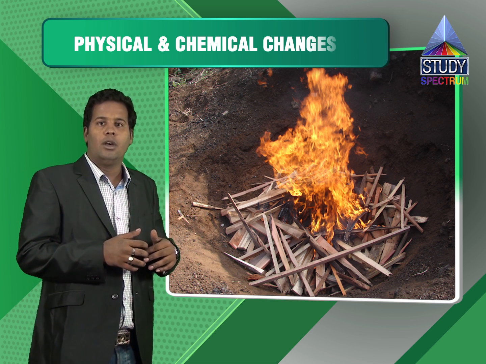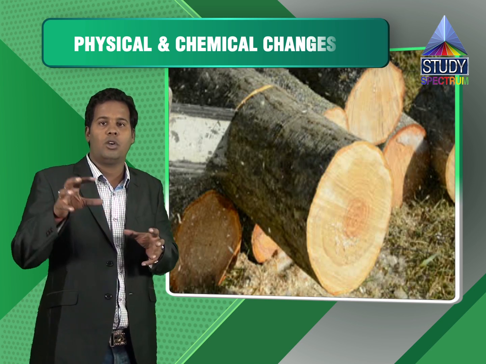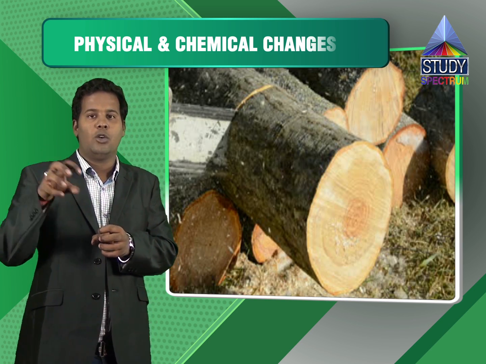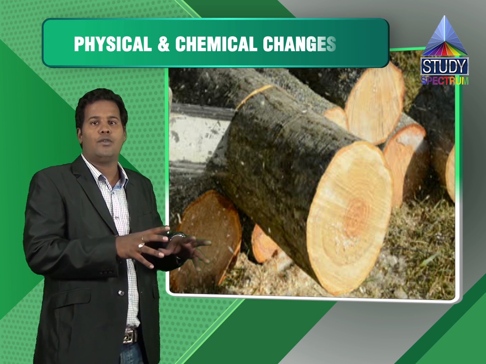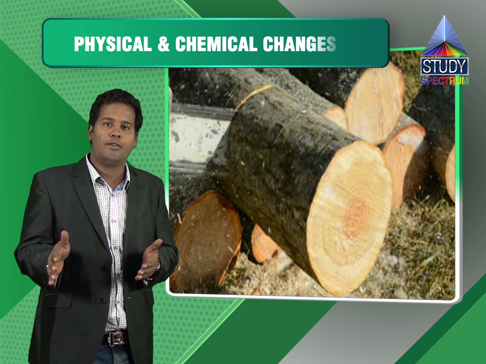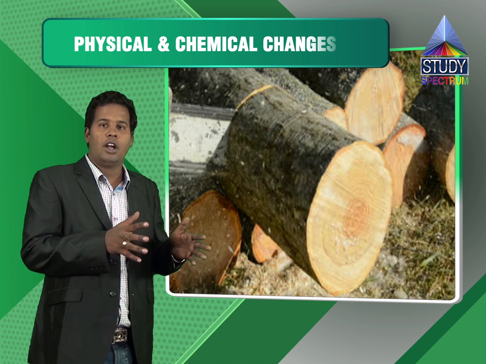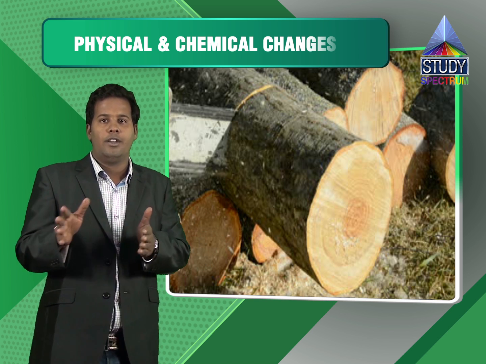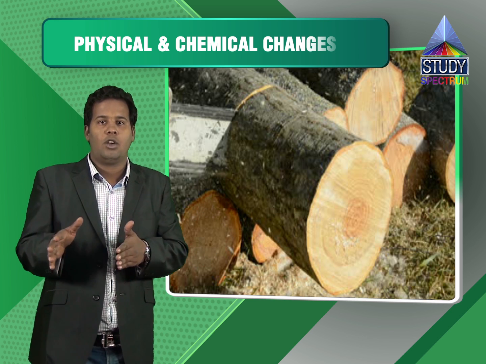So you see, in this process new substances are formed, and also this process is irreversible because you cannot combine CO2 gas with ashes to form again the same piece of wood. So burning of wood is a chemical change because new substances are formed and the process is also irreversible at the same time. Whereas if you cut wood into different pieces, you have changed the physical properties of the substance.